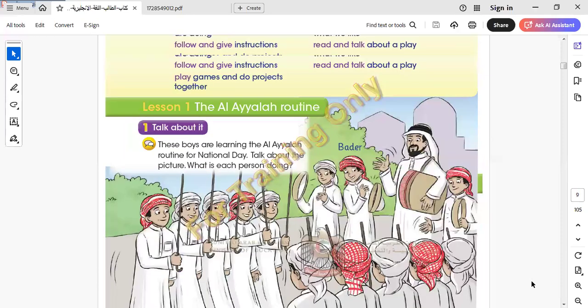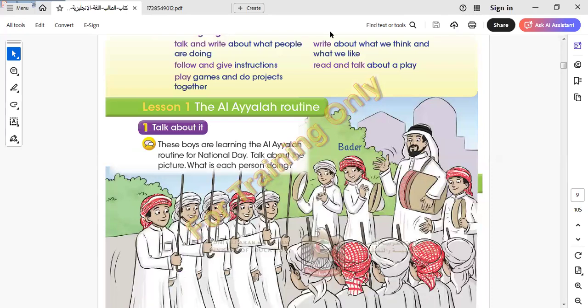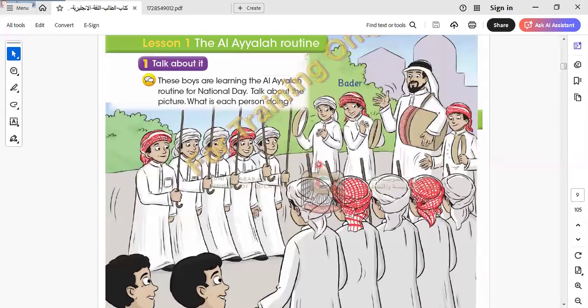Okay, Ayala is a trip. It's a band trip. Let's know more about this trip in our unit today. Here we talk about Ayala. Listen to the Ayala routine. Here is Badr. I think Badr is one of the members of this trip. These boys are learning the El Ayala routine for National Day.